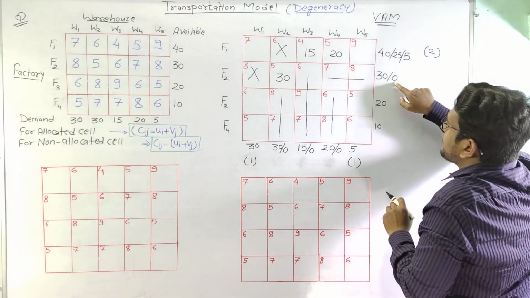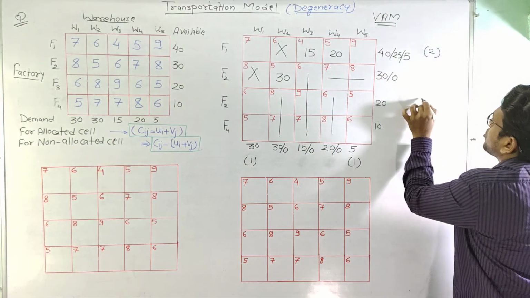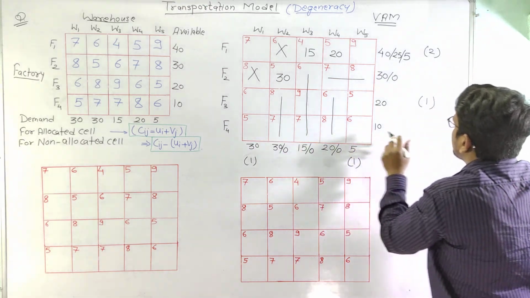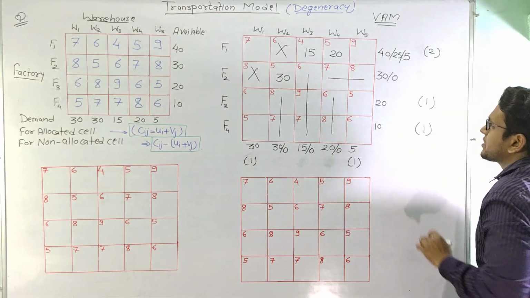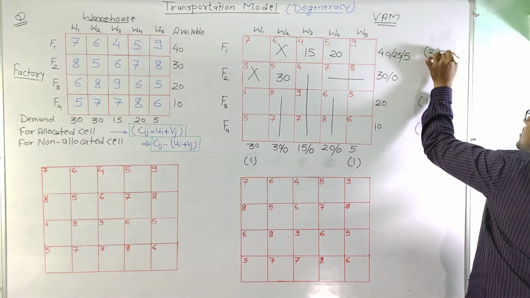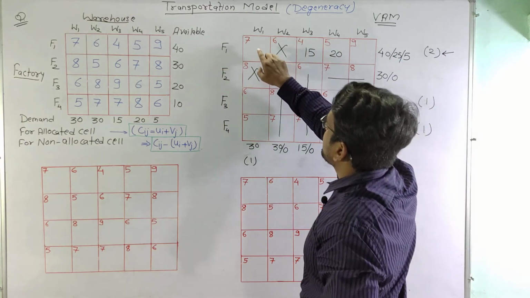Similarly, this has been fulfilled, and here minimum is 5, next minimum is 6, so penalty is 1. Here also minimum is 5, next minimum is 6, so penalty is 1 here. So we will select the maximum penalty. This will be the maximum penalty, and in this row we will select the minimum transportation cost.